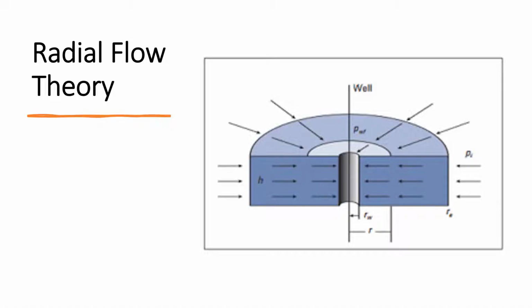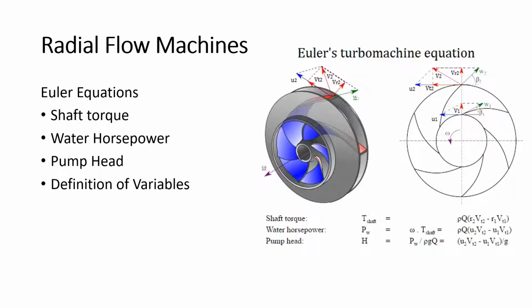Another type of flow is radial flow. For this kind of flow in machines, the flow across the blades typically involves a radial flow component either at the rotor inlet or at the outlet, or sometimes both. The typical mechanisms for radial flow machines can be modeled by Euler's equations.